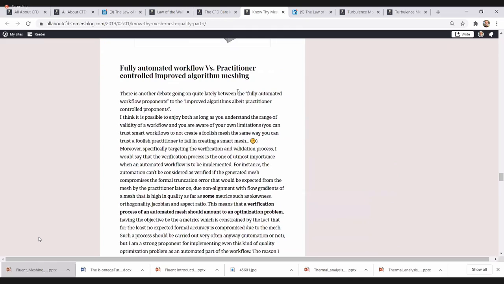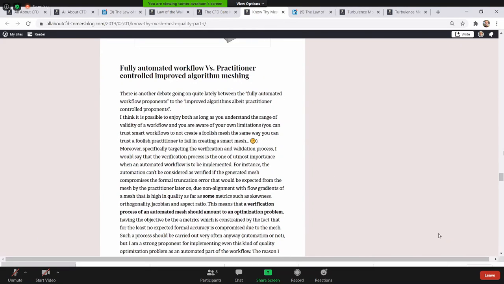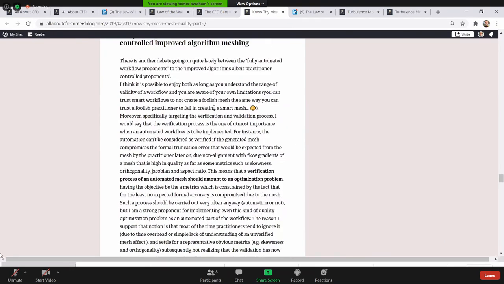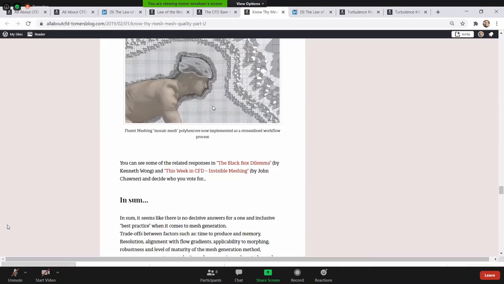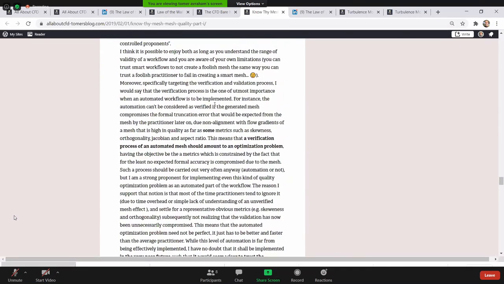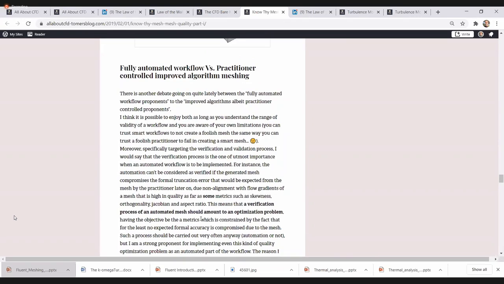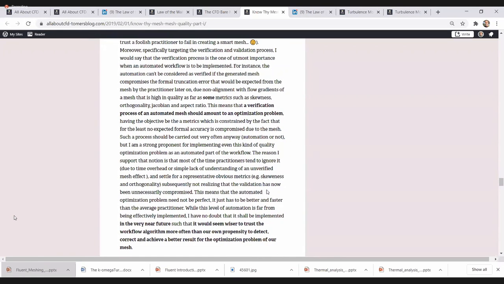Fully automated workflow versus practitioner-controlled, improved algorithm meshing. What do you prefer? Someone said the workflow is awesome. Maybe one day we'll have a fully automated mesh, verified and optimized. I think that in the very near future, with machine learning, it's going to happen.